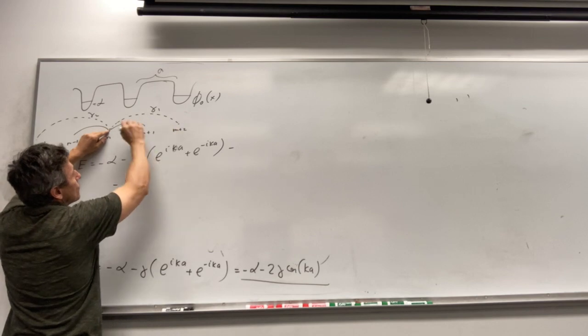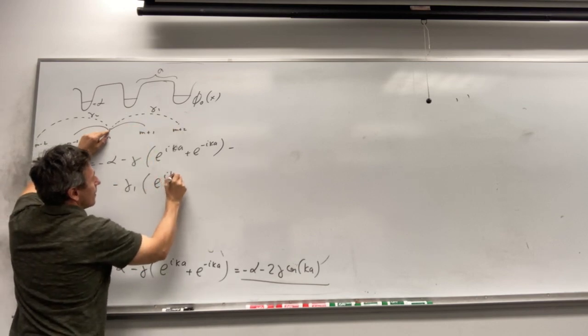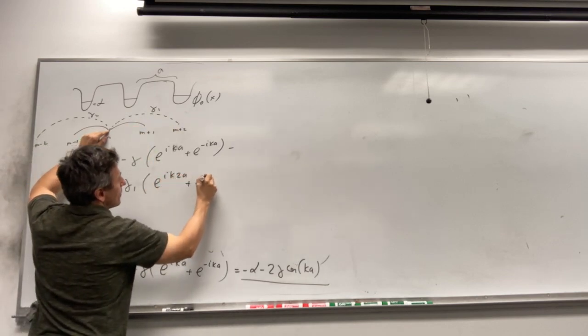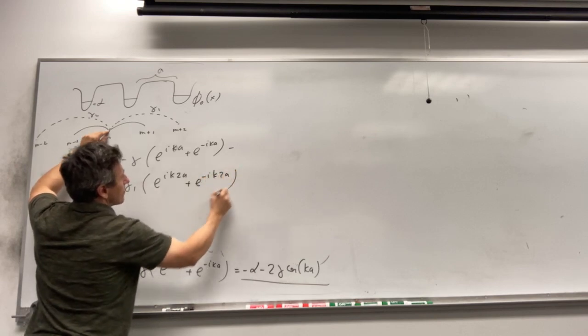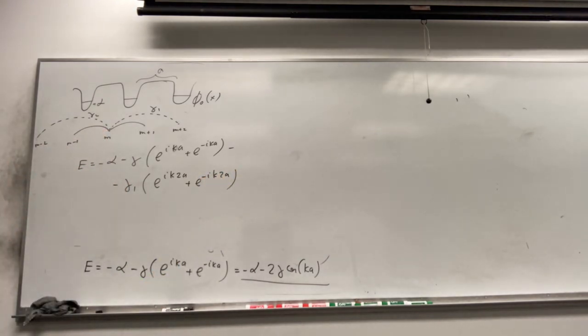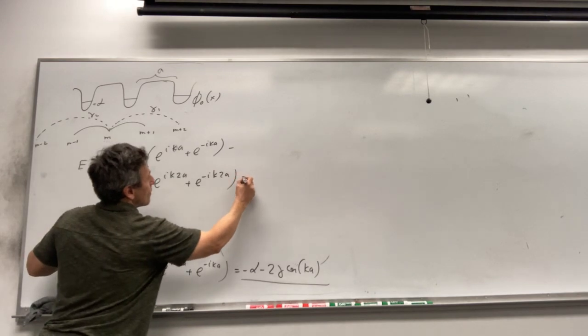So not a, but 2a. So it will be exponent i k 2a plus exponent negative i k 2a, and so on. So we can consider next nearest neighbor coupling, which introduces some extra term. In this case, it will produce the following energy dispersion.